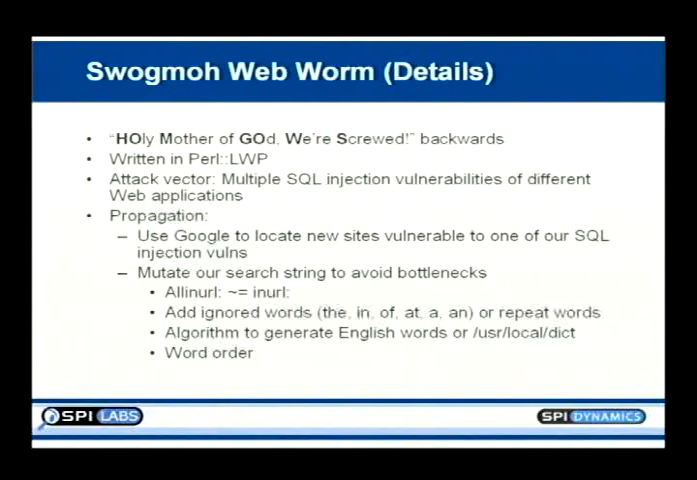The other thing we want to do is mutate our search string so that we avoid the bottleneck the Perl.Santi worm had. Google just stopped returning results for that search string. I'm going to keep changing my search string. So I'm going to look, all in URL, the modifier for Google, is very similar to the in URL modifier. I'm going to start adding words to my search string that I know Google's going to throw out anyway, like in, the, of. So the search string I'm sending keeps changing, but Google is returning the same results.